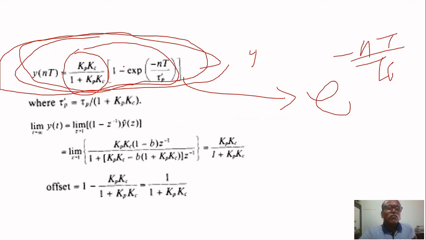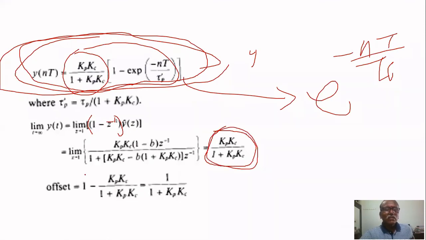So what is the final value of this response? Multiply 1 minus z power minus 1 with this, and let z tend to 1, and you will get this. Therefore, the steady state value is this.